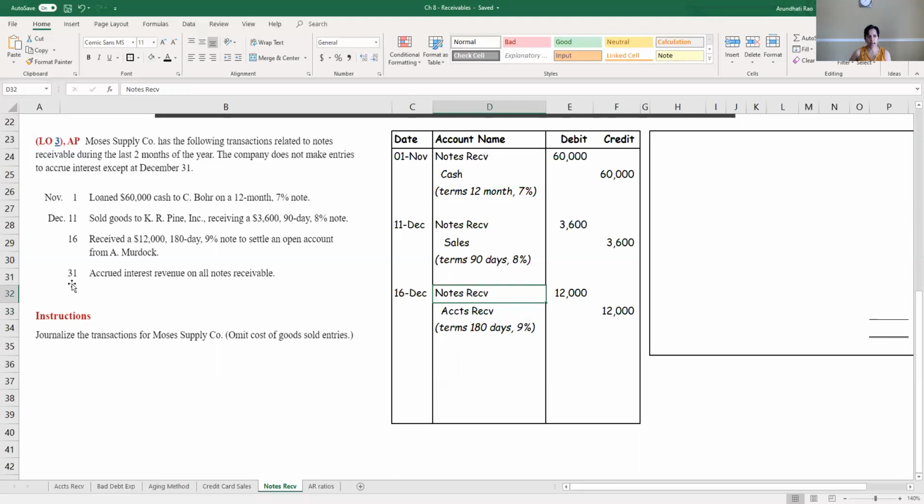Now we are down to the last day of the year, December 31st. And on this day, I'm going to do my journal entry, which is going to be interest receivable debit, interest revenue credit.